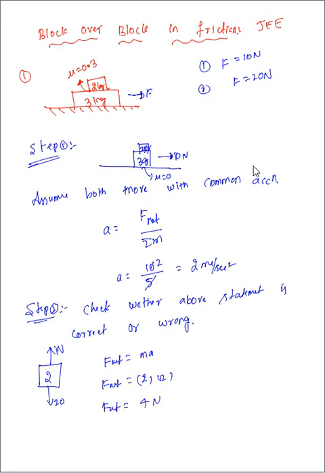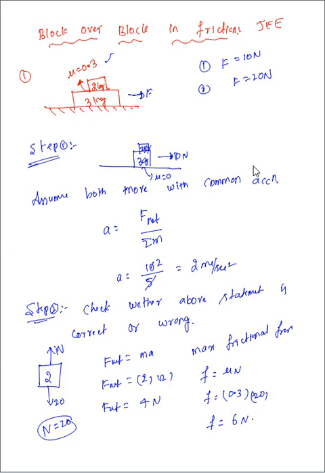Let me check the frictional force, the maximum frictional force. Friction can be written as μN. The μ value in the question they mentioned is 0.3. Therefore F equal to 0.3 into N. Normal reaction is how much here? 20. Therefore F equal to 0.3 into 20, 6 newtons you will get.